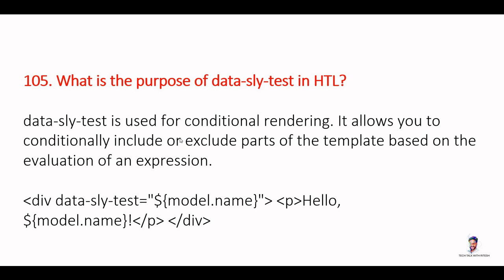What is the purpose of the data-sly-test block in HTL? A data-sly-test, like it says, test, is used for conditional rendering. It allows you to conditionally include or exclude part of the template based on the evaluation of an expression. So for example, this is my Sling model and there is a property called name inside this Sling model. What I am doing is first testing if it is there with data-sly-test. Then only I am printing hello, and the same name.